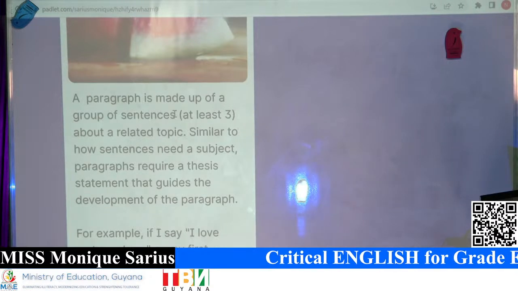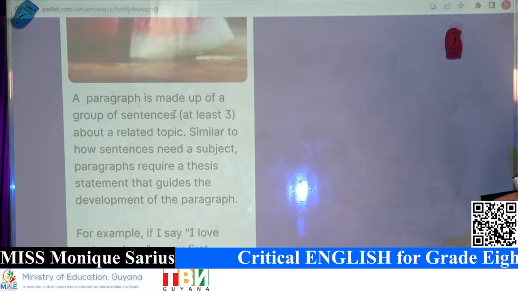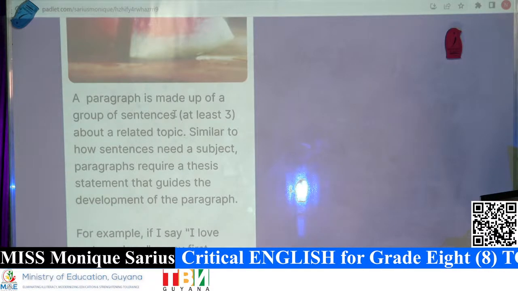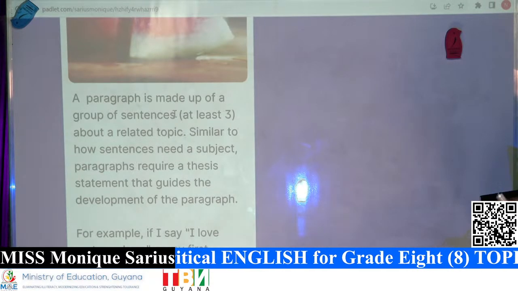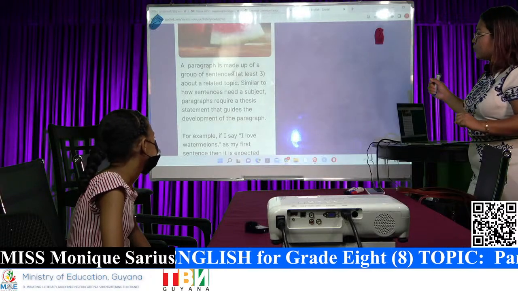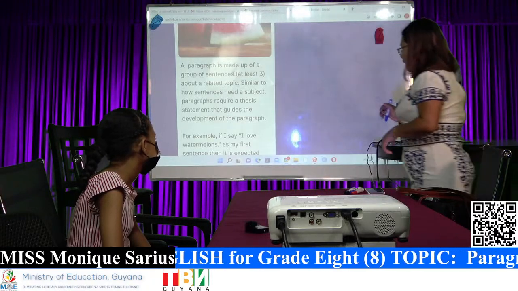So there is one sentence in a paragraph that is like the leader of all the other sentences, and all the other sentences support what the leader says. Or in this case, what's the special word we call it?